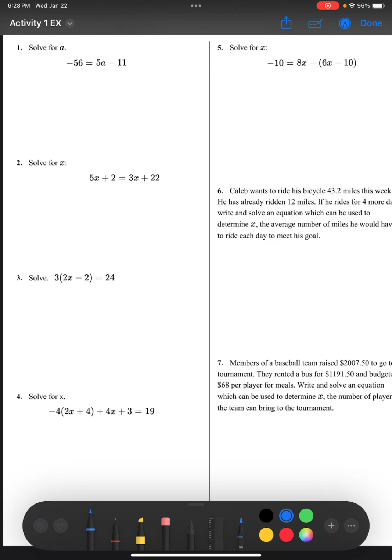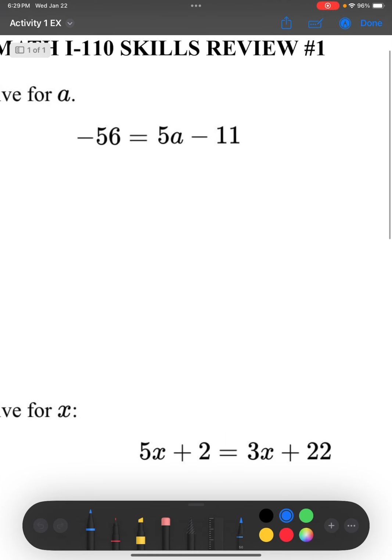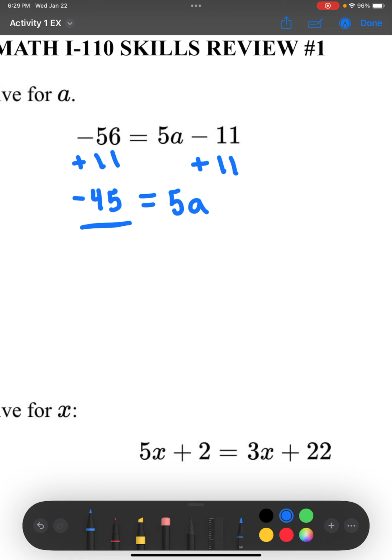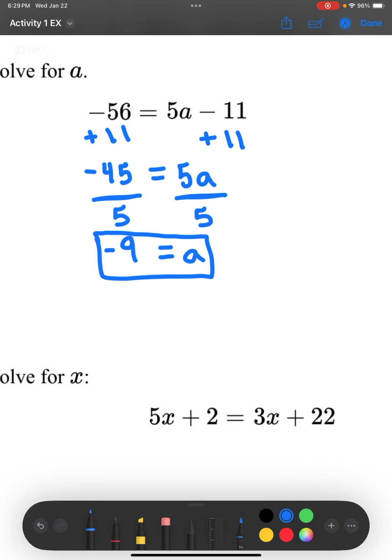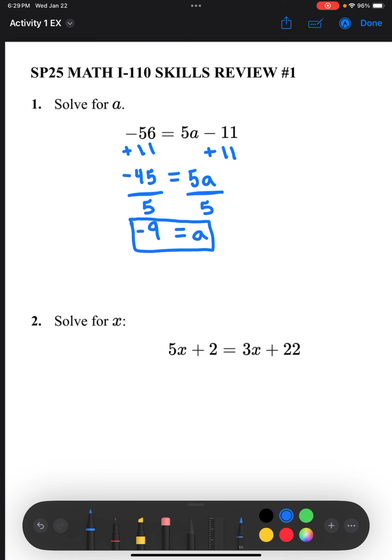So we're going to start out with our activity 1. Number 1, we're just solving for A for this one. So we're just going to take the steps of getting A by itself. We can do that by adding 11 to both sides here. By doing that, it leaves 5A by itself, and we have negative 45. Then we would divide both sides by 5. Again, we want A out alone. Then we have negative 9. So negative 9 is our answer, and you can always check it. But I don't have much time to go back and check it for these videos, so yeah.